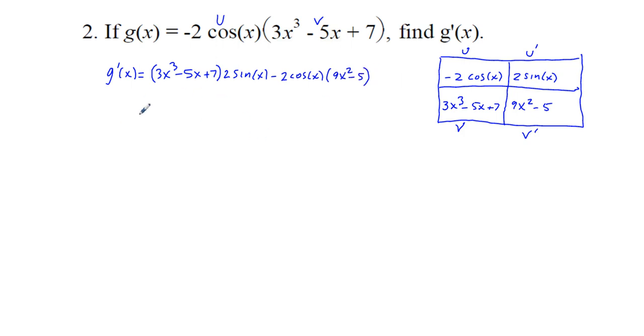And you can clean this up a little bit. You can take this 2 out front. So we have 2 times the quantity 3x cubed minus 5x plus 7 times sine x, minus 2 times 9x squared minus 5 times cosine x. So really, that's it. That's g prime of x, and that's as simple as we're going to make that.